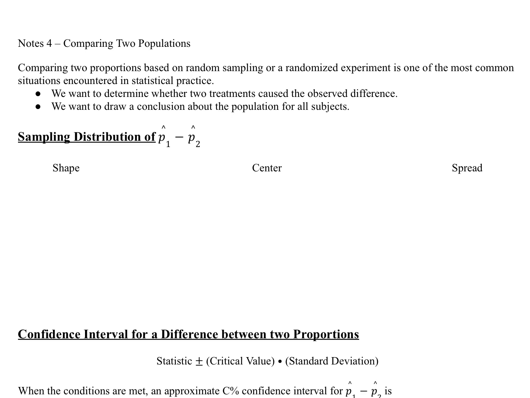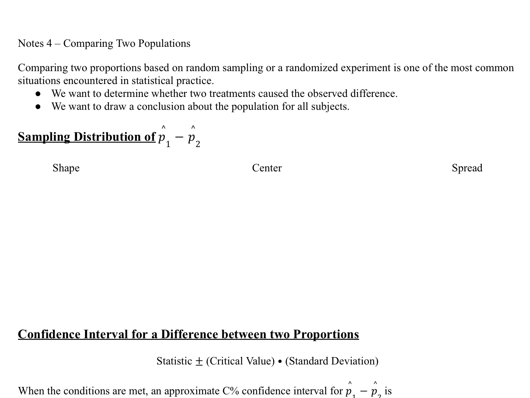In section 4, we're going to talk about comparing two populations. So we're going to talk about calculating a confidence interval and a significance test. When we're comparing two proportions, when doing random sampling or even a randomized experiment, it's a very common situation, and what we're looking to do is to determine whether the two treatments cause the observed difference, and we want to draw a conclusion about the population for all subjects.